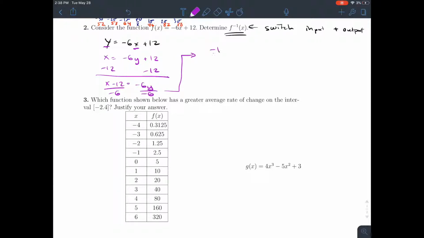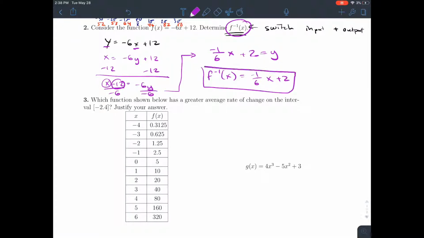That gives us negative 1 over 6 x plus 2, when we divide each of these by the negative 6, equals y. Finally, we want to revert back to f inverse of x notation, and that gives us negative 1 over 6 x plus 2. Now, I meant to say this: the unit this is from is Unit 1, functions. So if you wanted more details about that, you can definitely check your notes. In specific, it was about inverse functions.